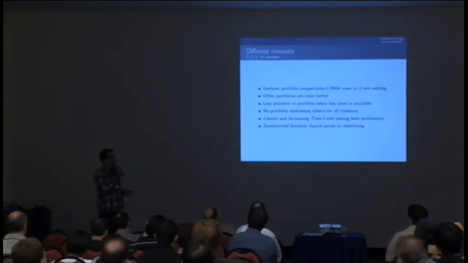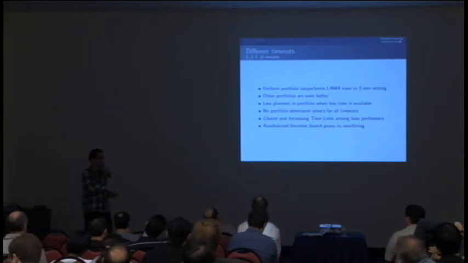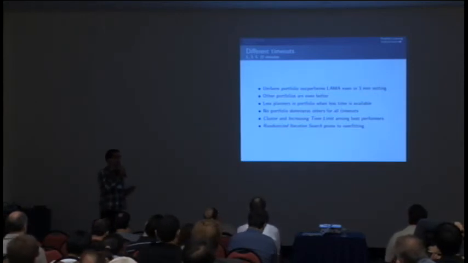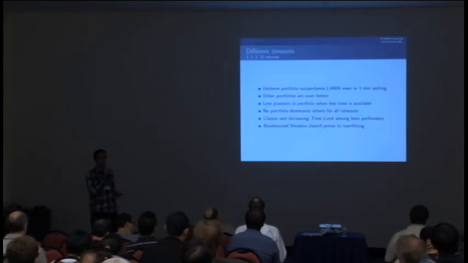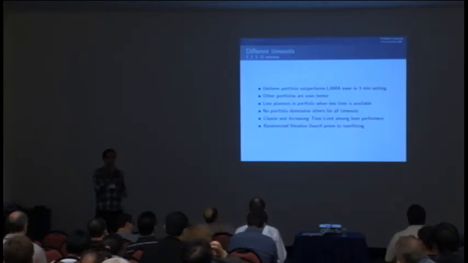However, we can see that if we have less time available, there are also fewer planners in the portfolio. And we can see that no portfolio dominates all others for all timeouts. However, we can say that cluster and increasing time limit are always among the best performers, while randomized iterative search seems to be too prone to overfitting.